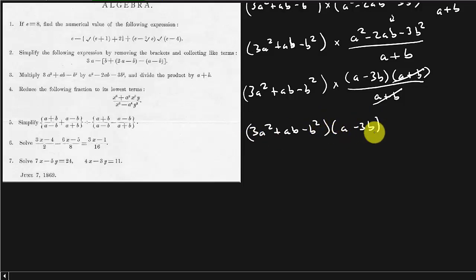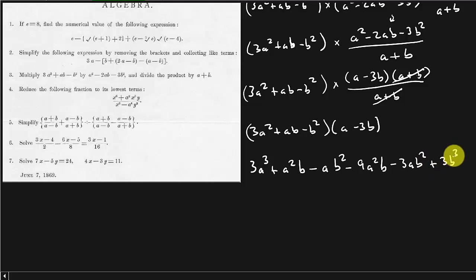And then this is much easier. So we just multiply the a to each term. So that's going to be 3a cubed plus a squared b minus ab squared minus, and then that's going to be 9a squared b minus 3ab squared plus 3b cubed.